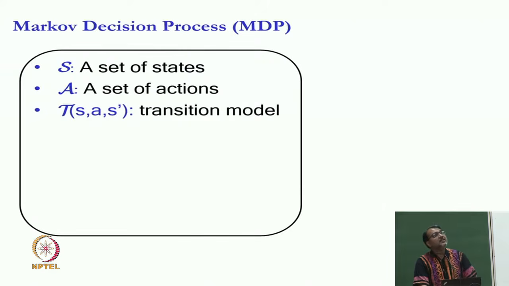Then we will have a transition function. The transition function says that if my agent is in state S and the agent decides to take an action A, it may reach S prime with some probability, it may reach a different S double prime with a different probability. The probability function is given by T(S, A, S prime). So, S is the current state, S prime is the next state.